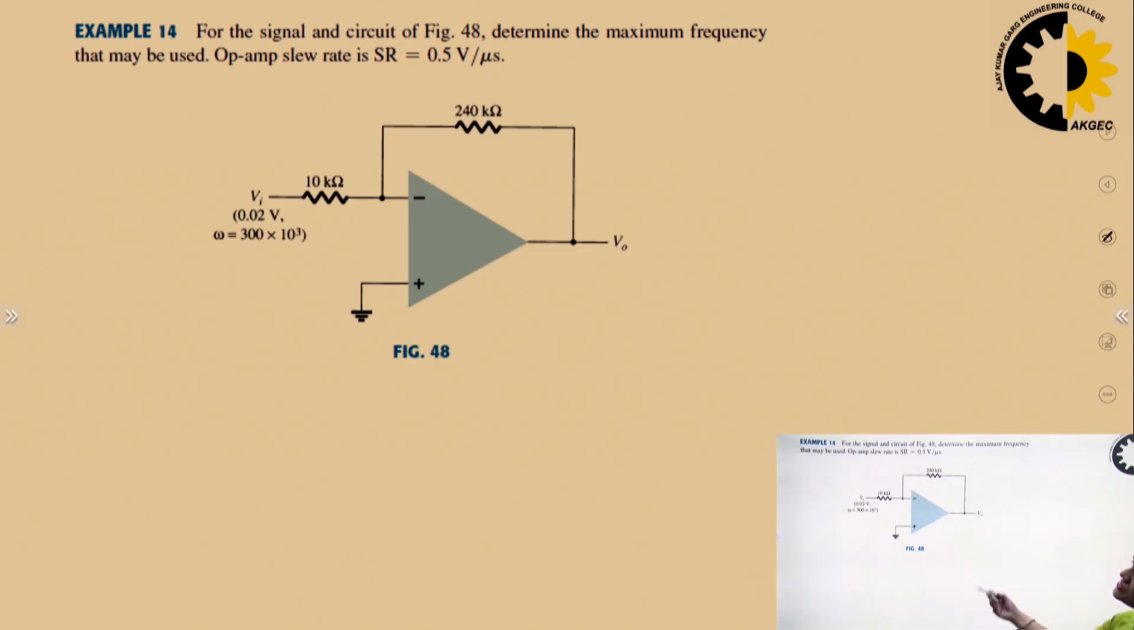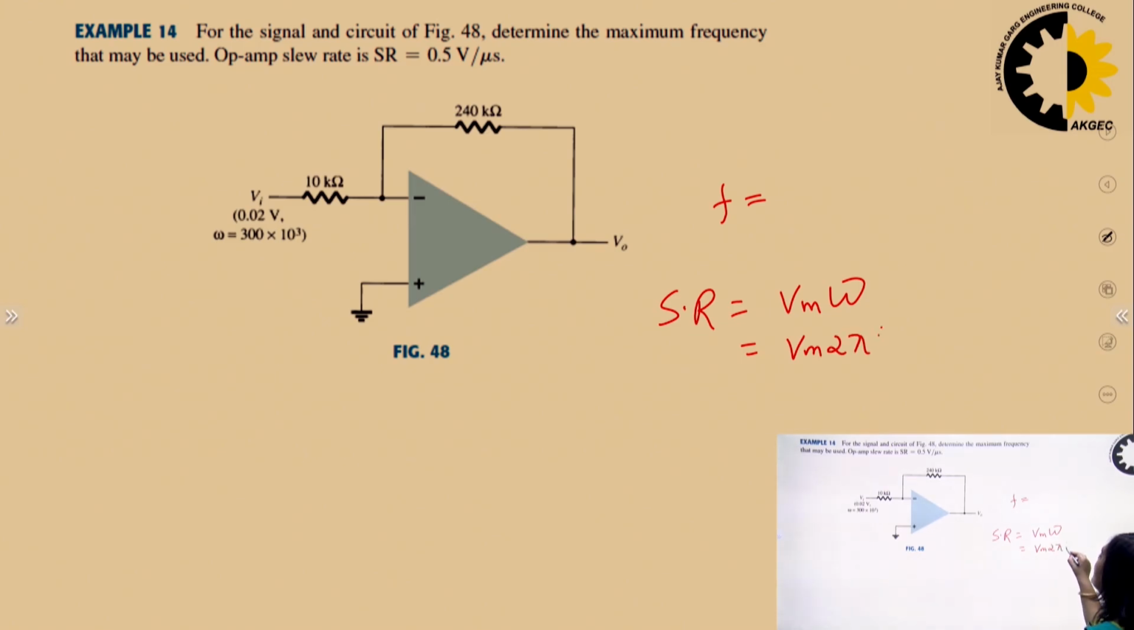And this is the question. For the signal, determine the maximum frequency that may be used. In the last slide we saw that the maximum frequency can be found using this formula. The slew rate formula was Vm omega, and omega is 2 pi Fs. So this Fs will be slew rate upon 2 pi Vm. We have to find the maximum frequency.